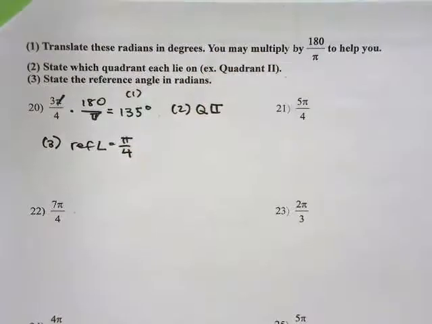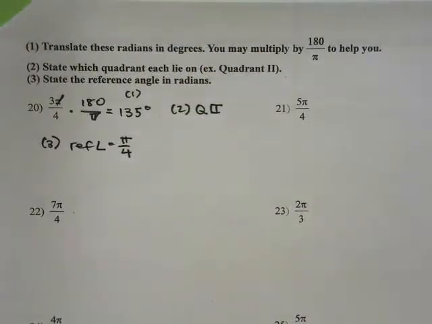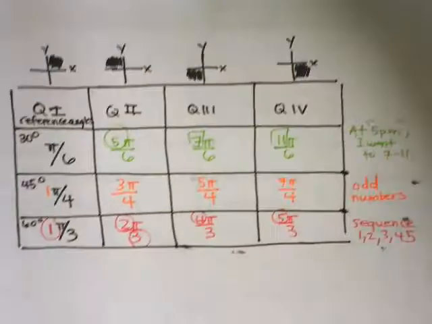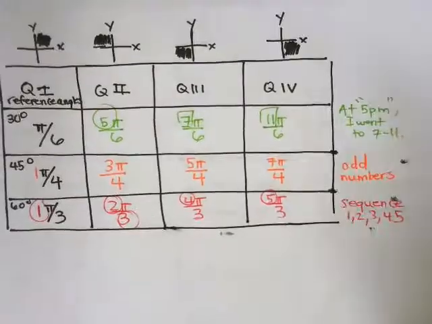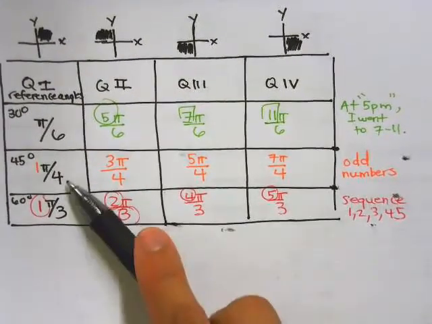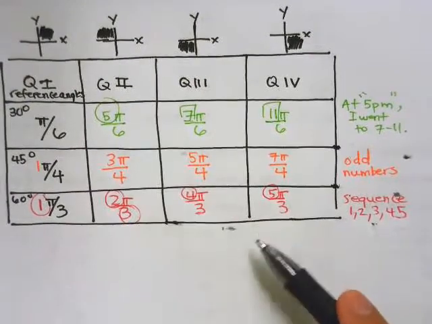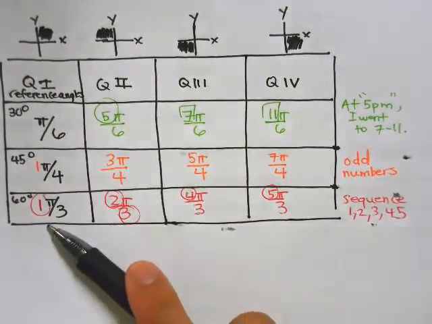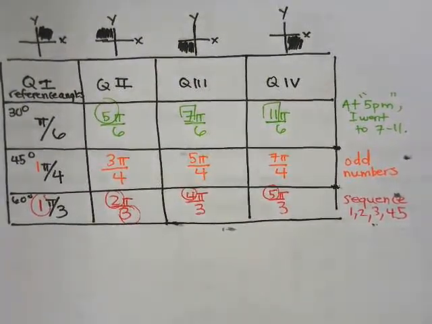Again, the reference angle is the angle in the first quadrant that's related to that one. I'm going to go back to the chart that we just made. Really look at the denominators, you guys. If you see something over 4, that's going to go back to pi over 4. If you see 4 pi over 3, I'm thinking the reference angle has to be pi over 3. So take a look at your denominators. That will help you with this type of work.